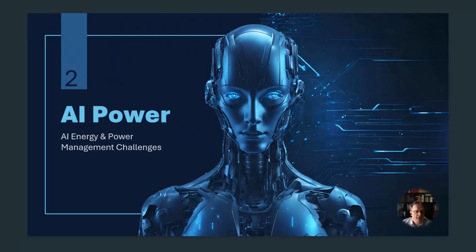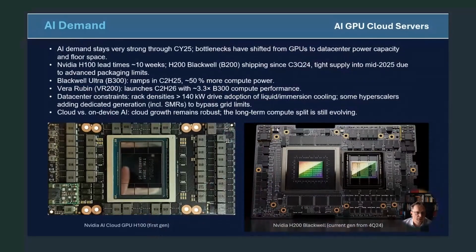Looking now at the trend in AI, energy, and power management. If we look at the current market, AI demand stays very strong through this year. Bottlenecks have shifted from the processor itself to power capacity and floor space. The older generation of GPUs for AI servers is the Nvidia H100, which is now available with a lead time of about 10 weeks. The upcoming generation is the B200, available from the end of last year and currently in mass supply. The next generation, the Blackwell Ultra, will be available at the end of this year and offers significantly higher computing power.